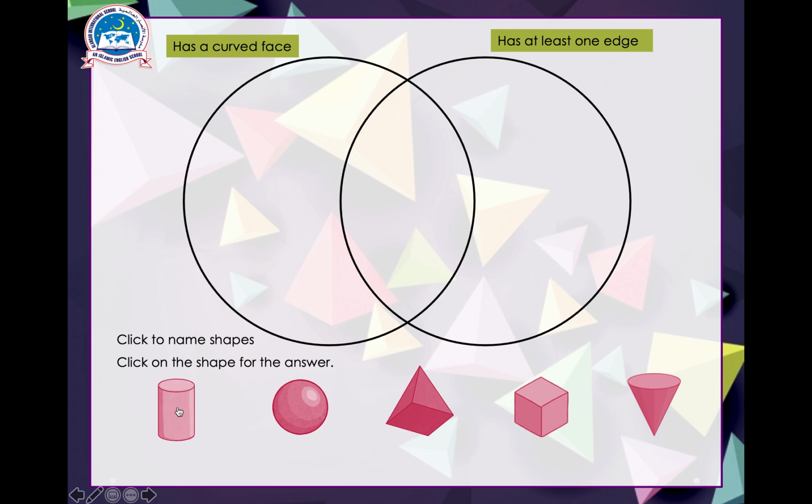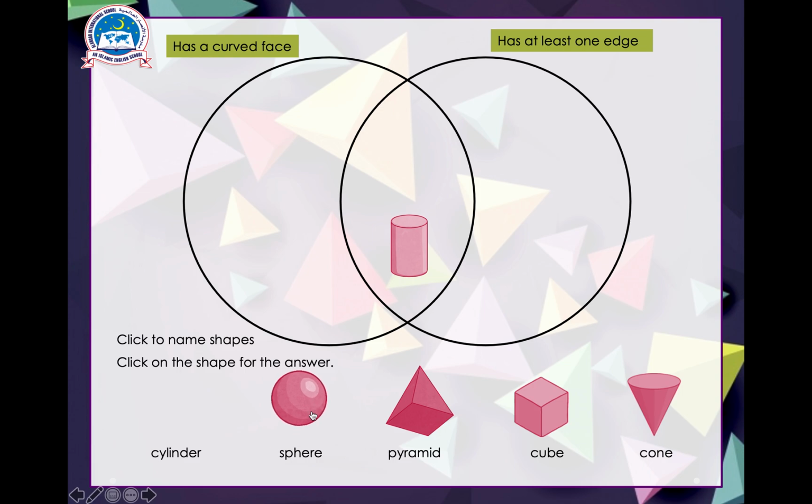Does this cylinder have a curved surface? Yes, it does. Does it have at least one edge? Yes, it does. So we can see that it goes into the middle part because it has a curved surface and one edge. How about the sphere? Does it have a curved surface? Yes, it does. But it does not have any edges, so we only put it in this part of our circle.